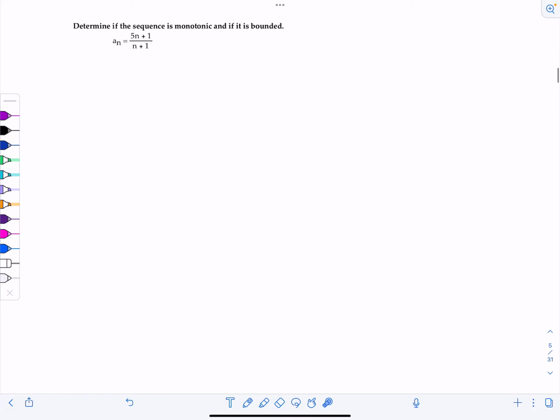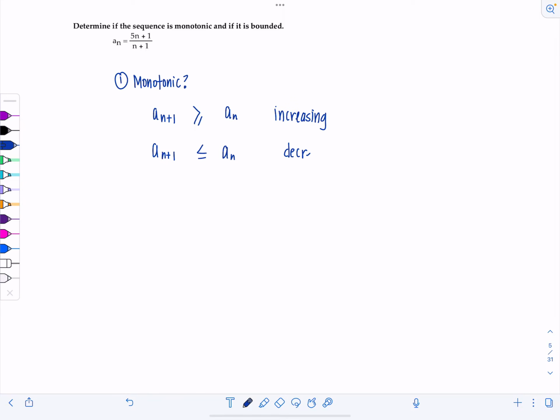Okay, determine if the sequence is monotonic and if it is bounded. Okay, so first let's check, is it monotonic? Monotonic means it's either always increasing or always decreasing. So you want to compare a_(n+1) and a_n. And if you can say that this is bigger or equal to a_n, then it's increasing. That means the terms get bigger. Or if you can say that a_(n+1) is always less than or equal to a_n, then it's decreasing.